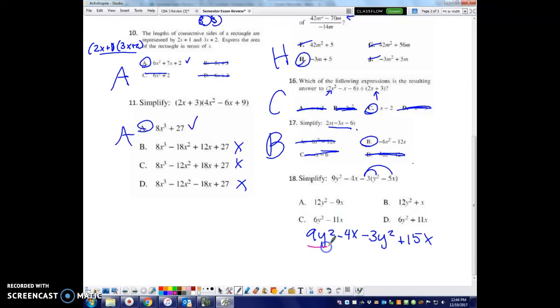Then we just combine like terms. Okay, so y squared. 9 minus 3 is 6y squared. Then we have x and x. So 15 minus 4, or negative 4 plus 15, is positive 11. Which answer choice is that? It is D. Next page.